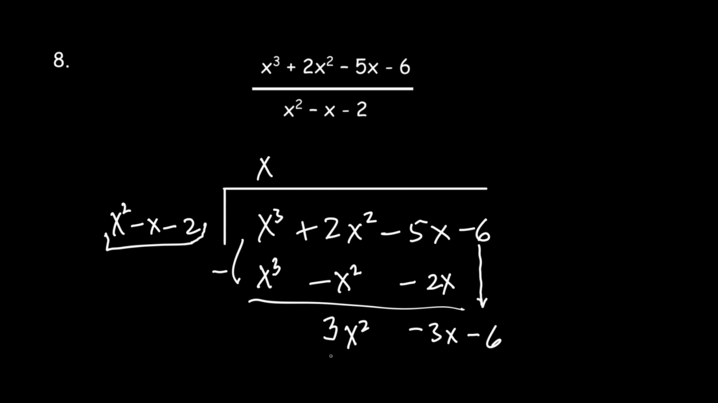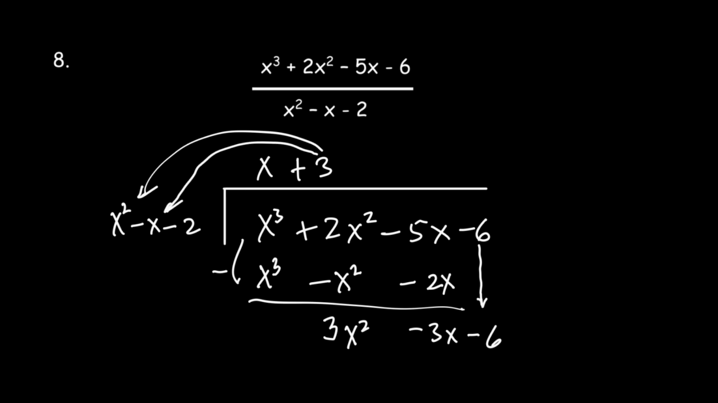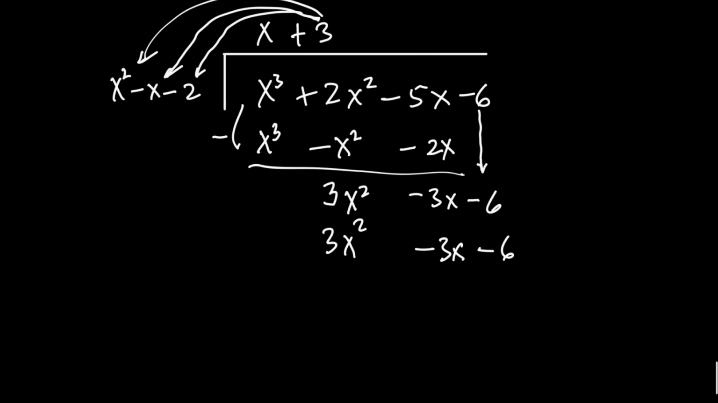And from here, again, what is 3x squared divided by x squared? Well, this is going to be just positive 3. Then we go ahead and distribute the positive 3 just as we have been doing. So here we have 3 times x squared, which is giving us 3x squared. 3 times negative x is giving us negative 3x. Then 3 times negative 2 is giving us negative 6. Then we go ahead and subtract.